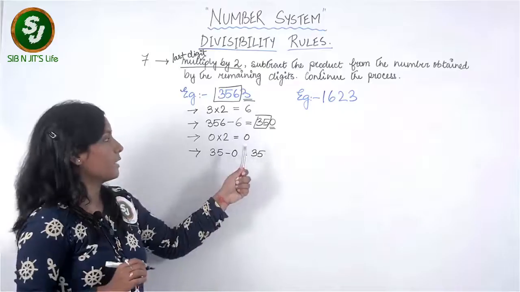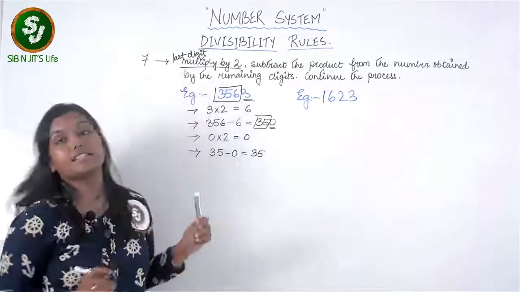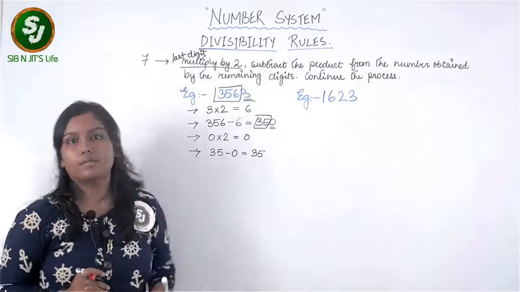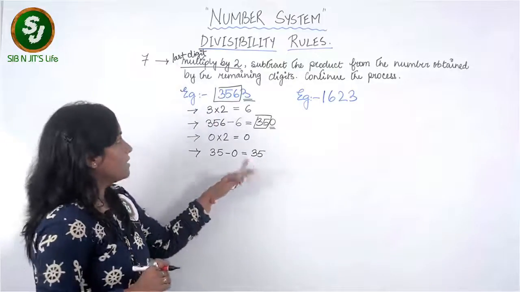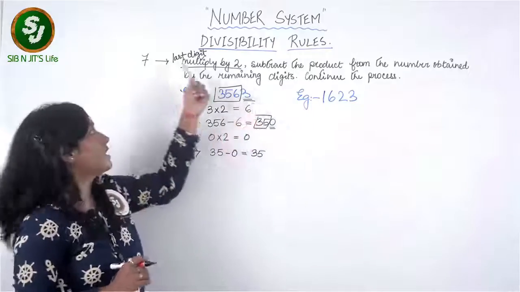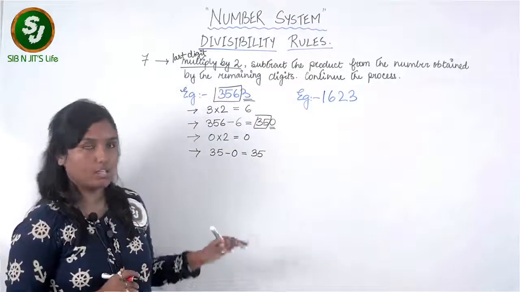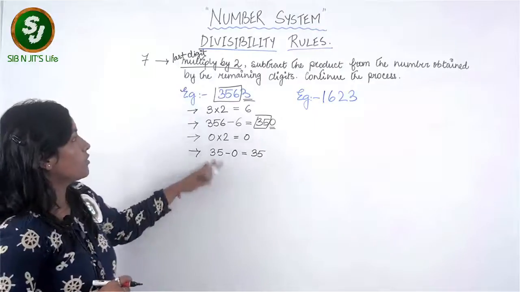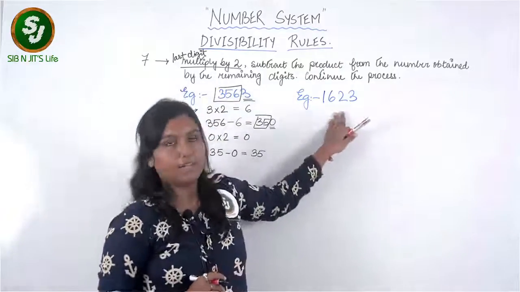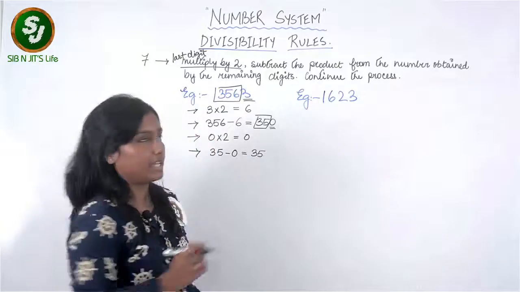Now you have to check whether this number is divisible by 7 or not. Now, 35 is divisible by 7. So that means this entire number 3563 will also be divisible by 7. Okay? This is the process which you have to follow for the case of 7. Now let's see this example, which is 1623.